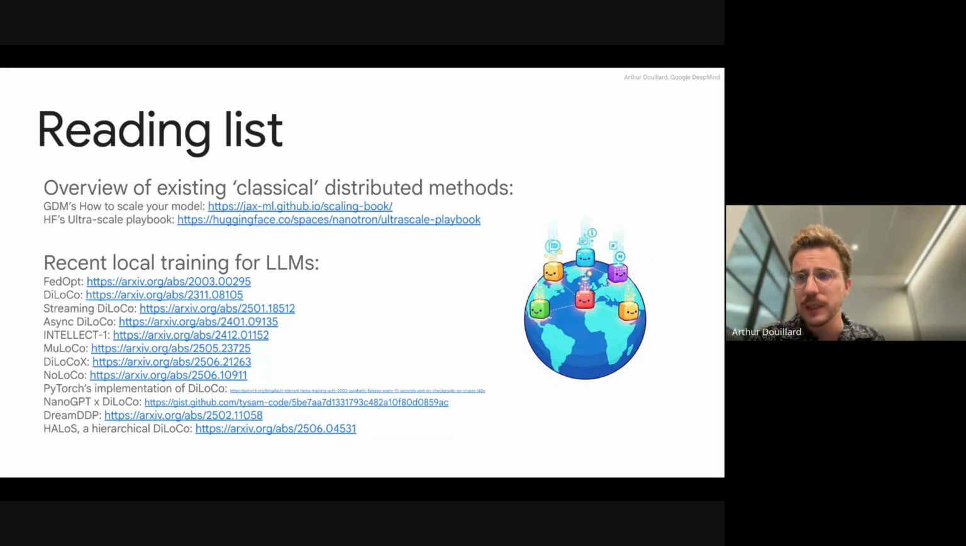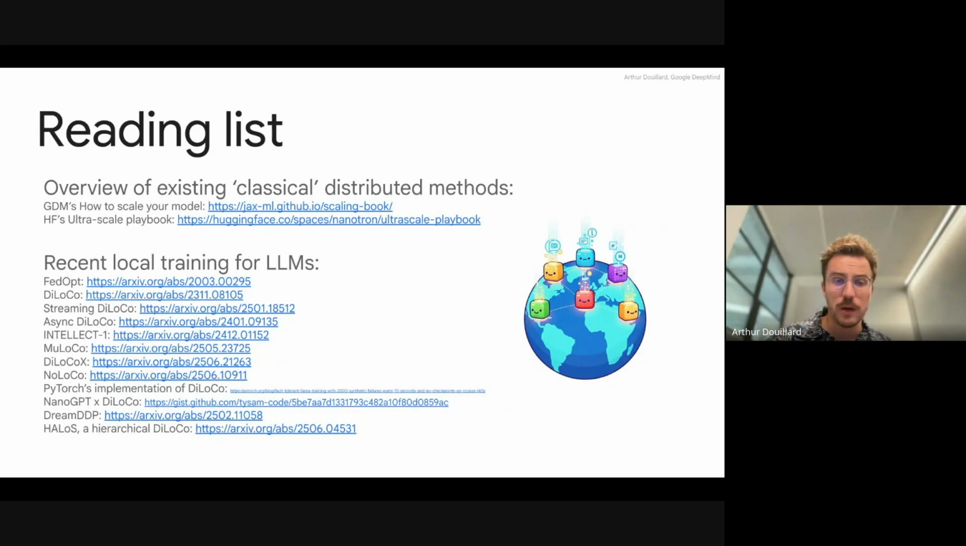I'm putting here a reading list, so I will send the slides and we can probably put them on the website if you want to have the links. I recommend the first 2 books, which are about how to scale your model using classical distributed learning methods. Classical, I mean, because they are mathematically equivalent to a centralized baseline. They are not as good at using less bandwidth or being asynchronous, but they are safe methods. And then I'm showing here a few relevant papers for local training for large-scale language models.